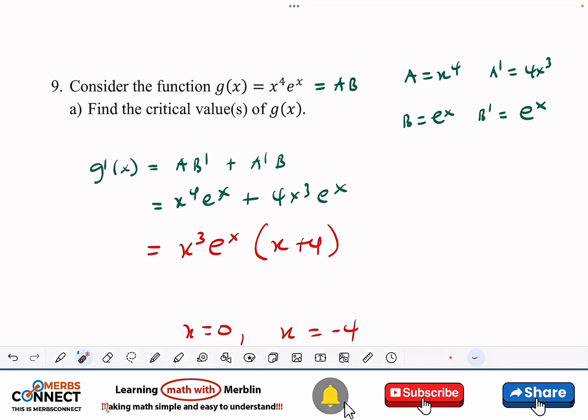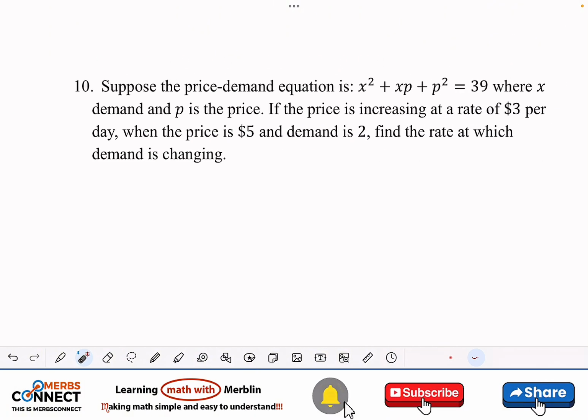I think it's left to the last question. Are you ready for the last question? Yes. Okay, so this is the last question that we want to do.